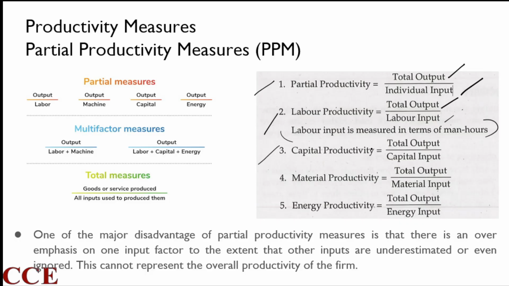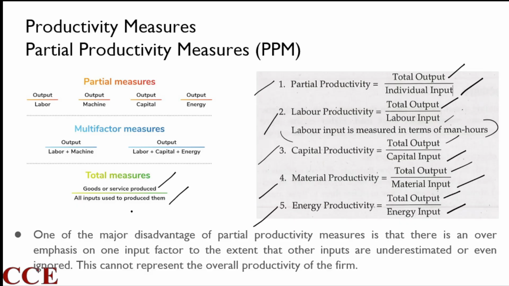Then capital productivity is total output divided by capital input. Material productivity is equal to total output divided by material input. Energy productivity is total output divided by energy input. And what is the total productivity? It is equal to goods or services produced divided by all inputs used to produce them.